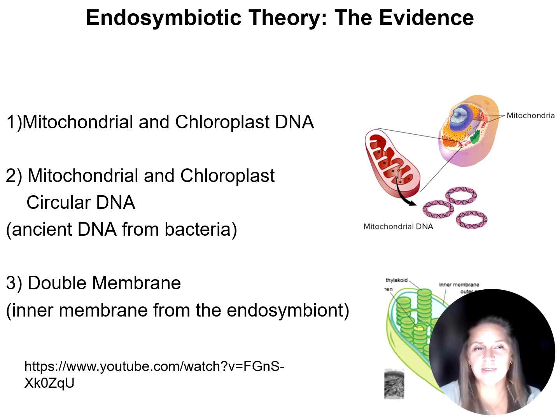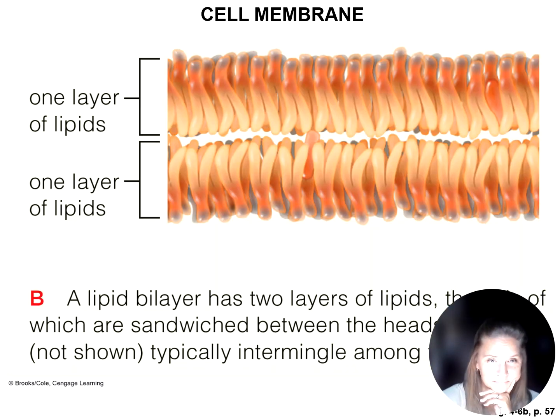Here's the evidence for that. It seems that a mitochondria or a chloroplast, so a mitochondria in an animal cell or a chloroplast in a plant cell, these are the organelles where the majority of the energy is made. And these mitochondria and chloroplasts have circular DNA and appear very similar to ancient DNA from bacteria. And they're also double membraned, which is unique for an organelle.